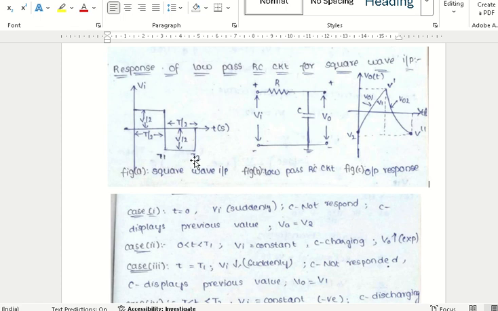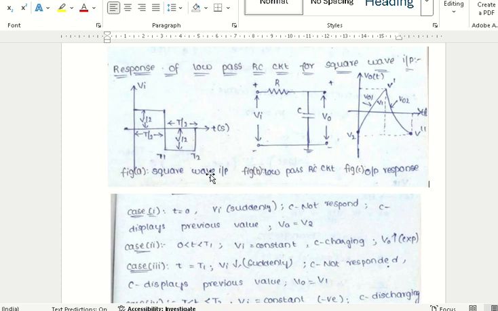And between t1 to t2, the input signal has the minimum negative value. That is taken as case 4. Again at t equal to t2, the input signal suddenly reaches the maximum positive value. That is taken as the fifth case. That means the total number of cases here is 5 cases of operation: first at t equal to 0, 0 to t1, at t equal to t1, t1 to t2, and at t equal to t2.